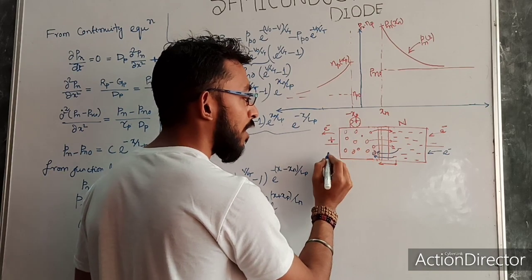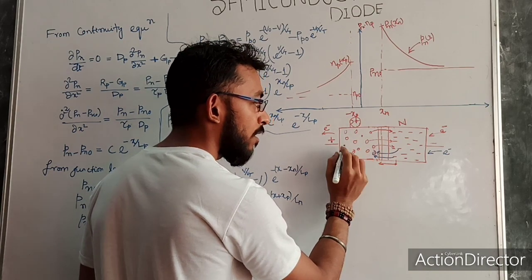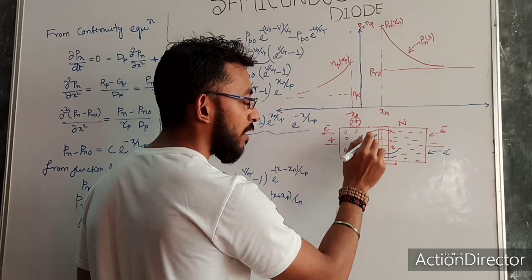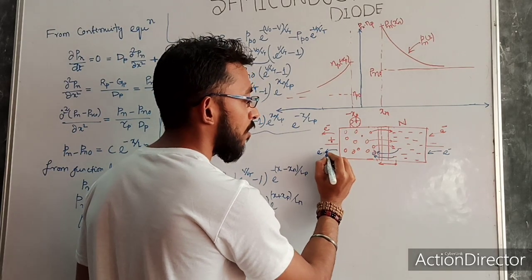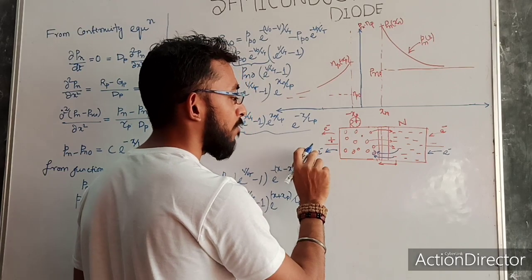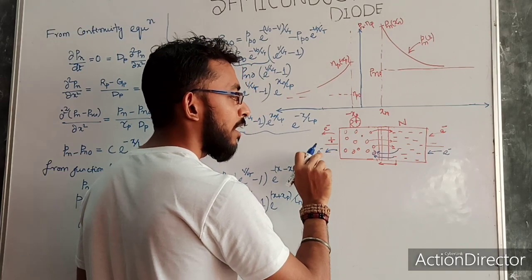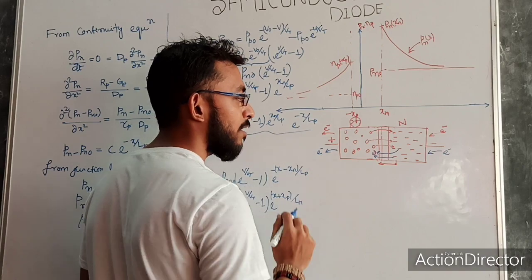So how to maintain neutrality? Again we have to inject holes, then only it will maintain neutrality. But we can't inject holes this side. It means we are going to take the electron. In that same way I am saying injecting the holes. Injecting holes or taking electron, both are same.